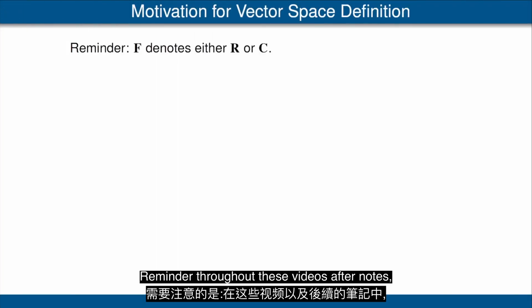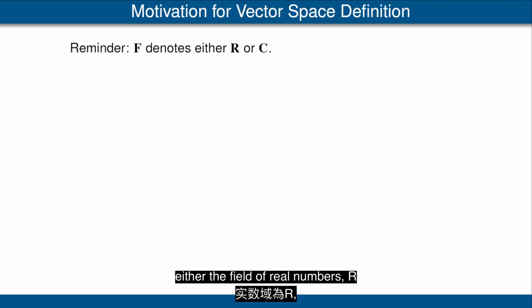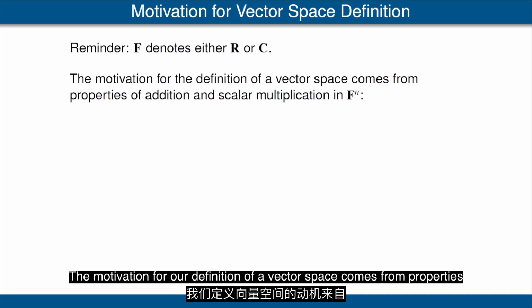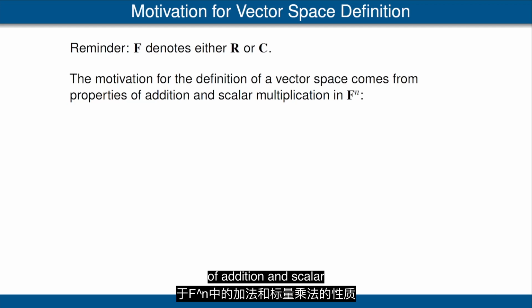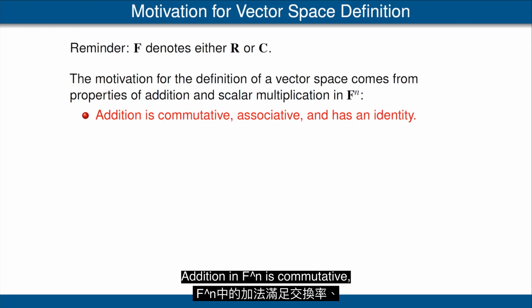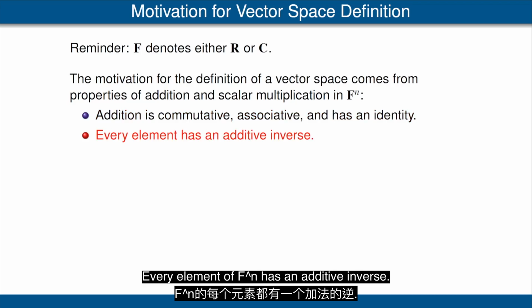Reminder, throughout these videos, F denotes either the field of real numbers R or the field of complex numbers C. The motivation for our definition of a vector space comes from properties of addition and scalar multiplication in Fn. Let's list those simple properties. Addition in Fn is commutative, associative, and has an identity. Every element of Fn has an additive inverse.